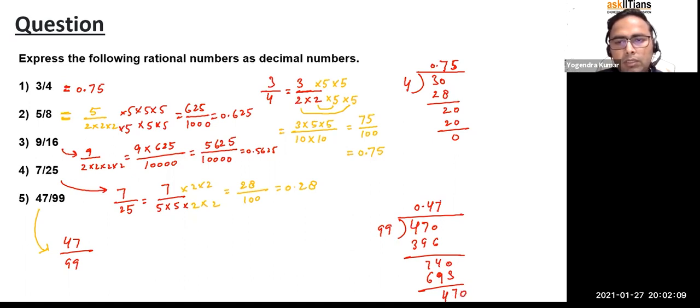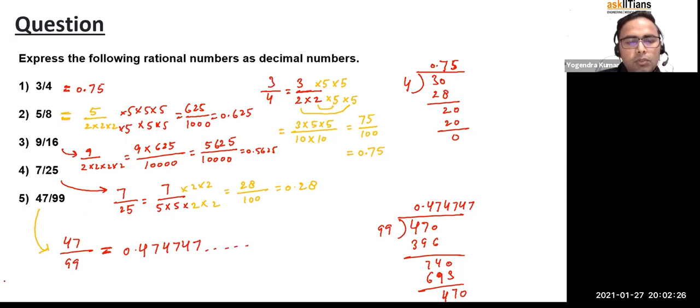How many times? 4 here, 7 here, 4 here, 7 here. It will keep on repeating. Okay, we will not get a terminating decimal form here. 0.474747. This is what it is. So we can understand that it is a rational number.